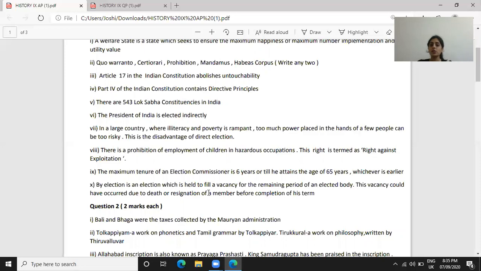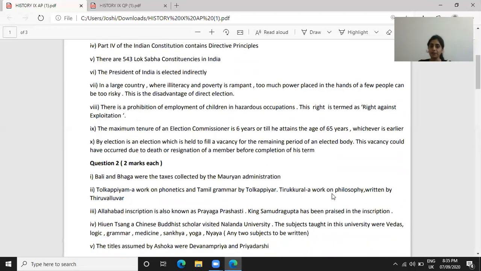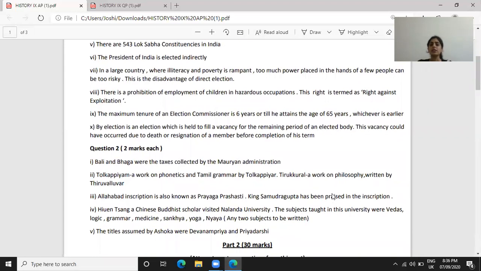Now going to the next question, which is based on history section for 2 marks each. So the first answer is, Bali and Bhaga were the taxes collected by the Mauryan administration. 2 marks for the 2 points. Number 2, that is answer 2. Tolkappiyam, a work on phonetics and Tamil grammar by Tolkappiyar. Tirukural, a work on philosophy written by Tiruvalluvar. Give yourself 2 marks for specifying the 2 books.